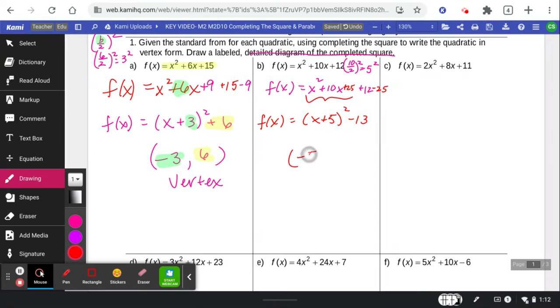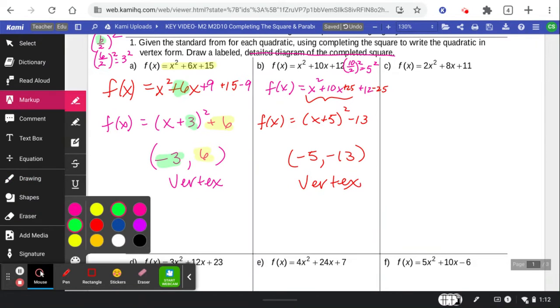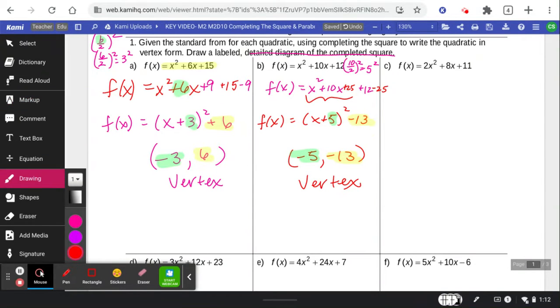My vertex is negative 5, negative 13. And that comes from right here. That's my HK of the function.